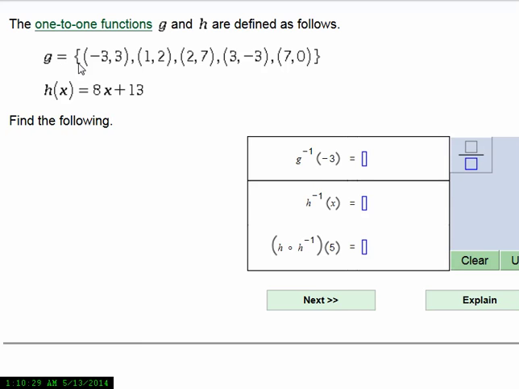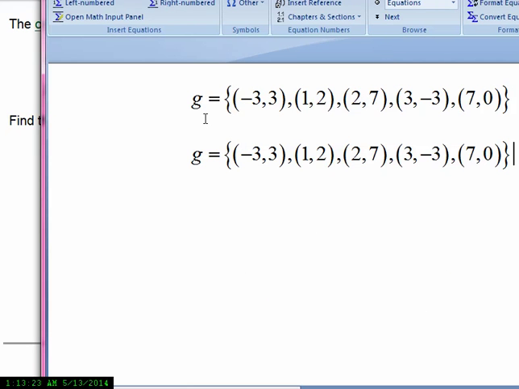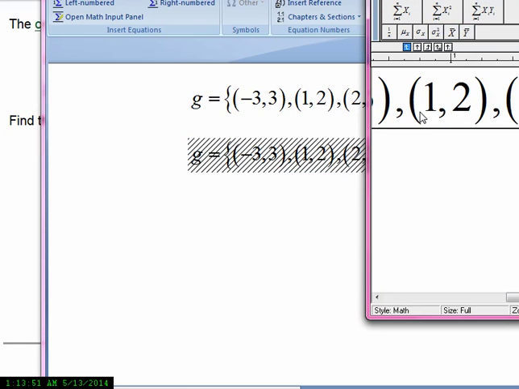Our function g is expressed as a set of ordered pairs, so I'm going to show you how we find g inverse when we have g expressed as a set of ordered pairs. I've opened up MathType, which is a program that allows us to write mathematical symbols. It looks rather nice. And I have here the function g and the ordered pairs (-3, 3), (1, 2), (2, 7), (3, -3), and (7, 0) that I mentioned before. Well, in order to find g inverse, we're going to just interchange the x and y values of the ordered pairs. So I'm going to change this to g inverse.